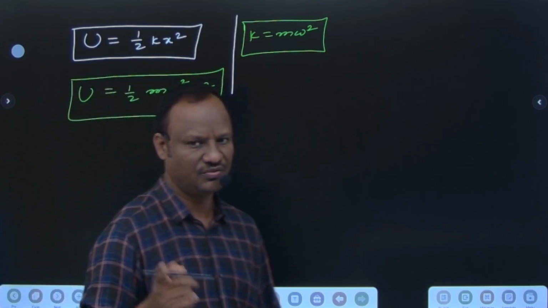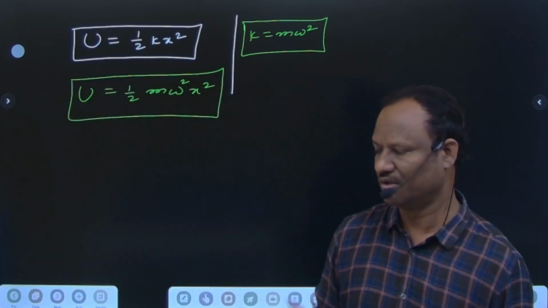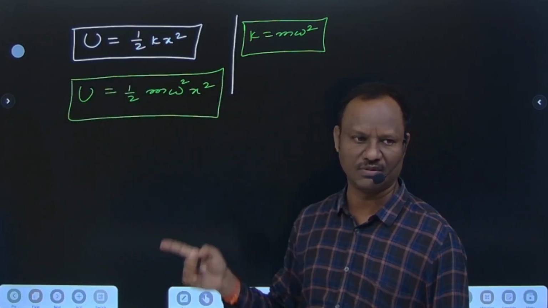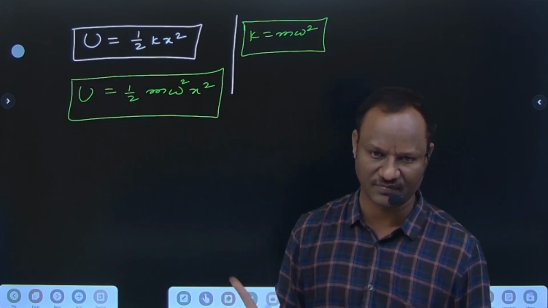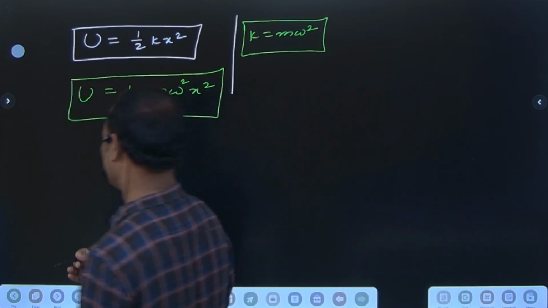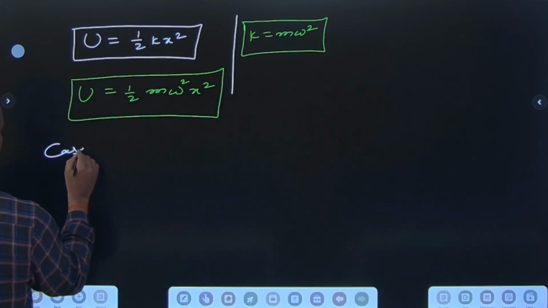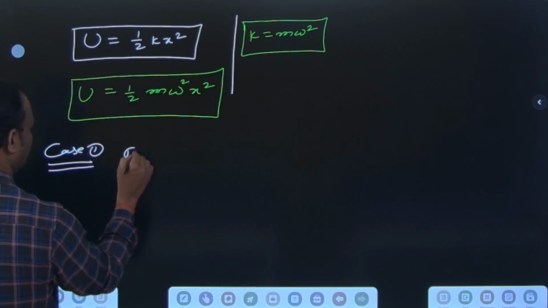First question: where is the potential energy minimum, where is the potential energy maximum, and what are their graphs? For the very first one, I'm talking about case 1, at the mean position.